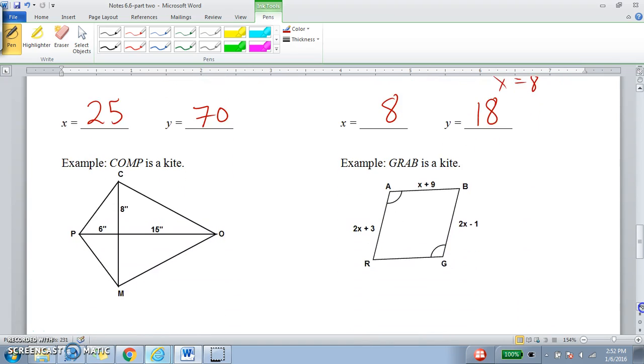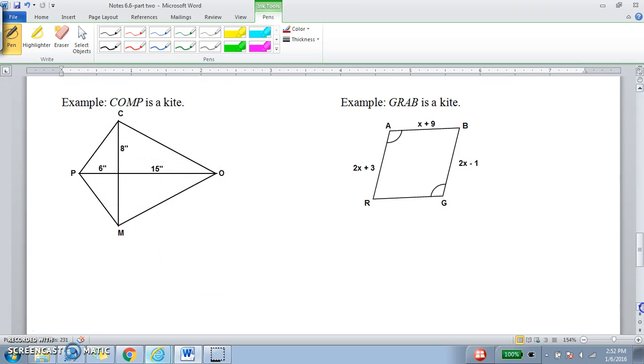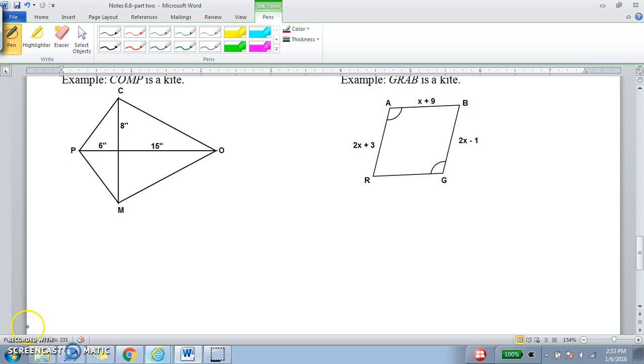All right, a few more examples. We've got COMP. This shape is a kite. And if we scroll down a little bit farther, it says that we're trying to find the perimeter of this kite. So we know that we've got 90-degree angles here and here. So in order to find these sides, these two are going to be the same, and these two are going to be the same.